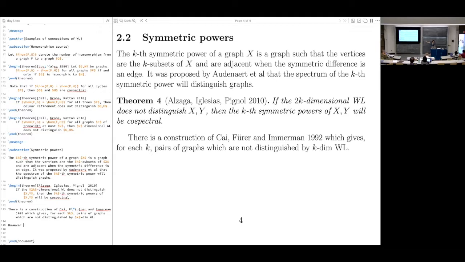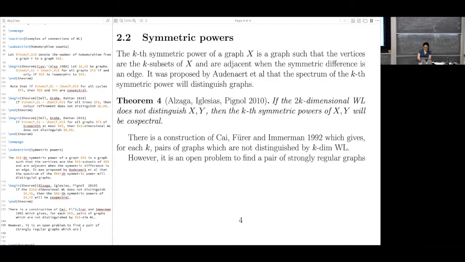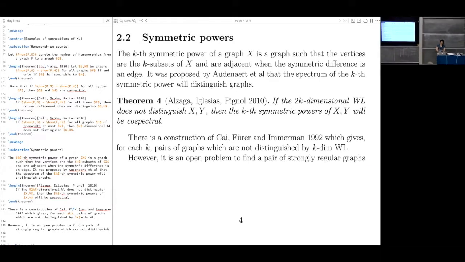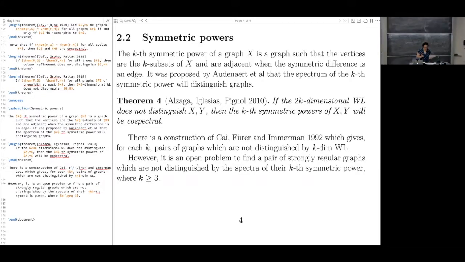And in the other paper of Barghi and Ponomarenko, we will pronounce his name at a later step. I'm sorry. Ponomarenko. They're also not strongly regular. So there are no strongly regular counterexamples for any k except k equals 2. However, it is still an open problem to find a pair of non-isomorphic strongly regular graphs which are not distinguished by the spectra of their kth symmetric power, where k is at least 3. So that's something to chew on.